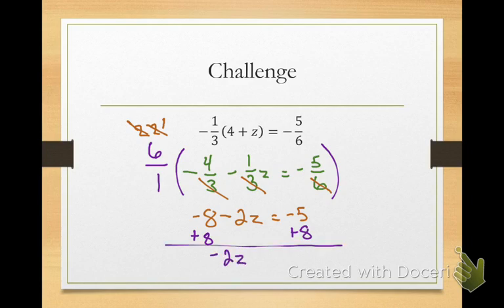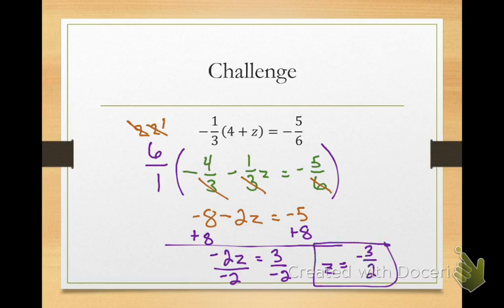Negative 2z equals what, class? 3. Whoever said 3, divide both sides by negative 2. Z equals negative 3 over 2. Did anybody get that right? Or maybe you were on track to getting it? Good. Hey, take a step back. Was that an easy problem? No. If you're saying yes, congrats, because it's not.